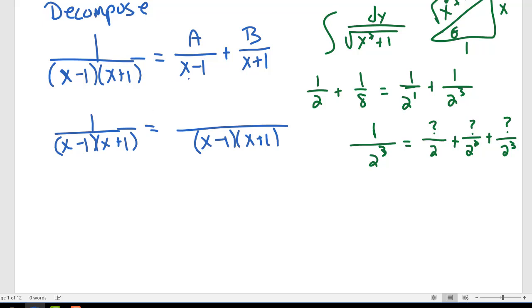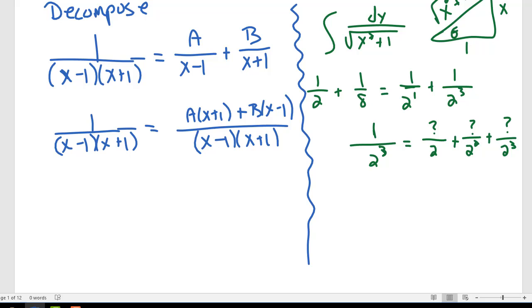So what do I have to do to this fraction to get the common denominator? Well, in the denominator, I have to multiply by x plus 1. So in the numerator, I'm going to multiply by x plus 1. And then in this fraction, what is its denominator missing? It's missing the x minus 1 factor. So I'm going to multiply down here by x minus 1, and I'm going to multiply up here by x minus 1. So if I get a common denominator, that's what the right-hand side looks like.